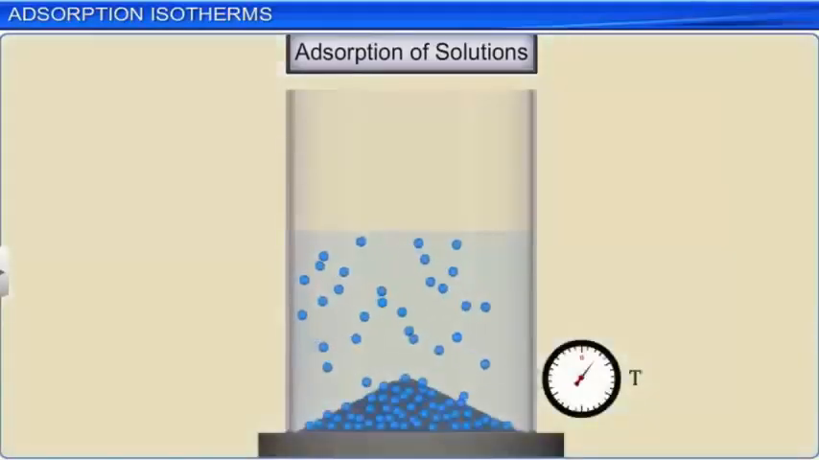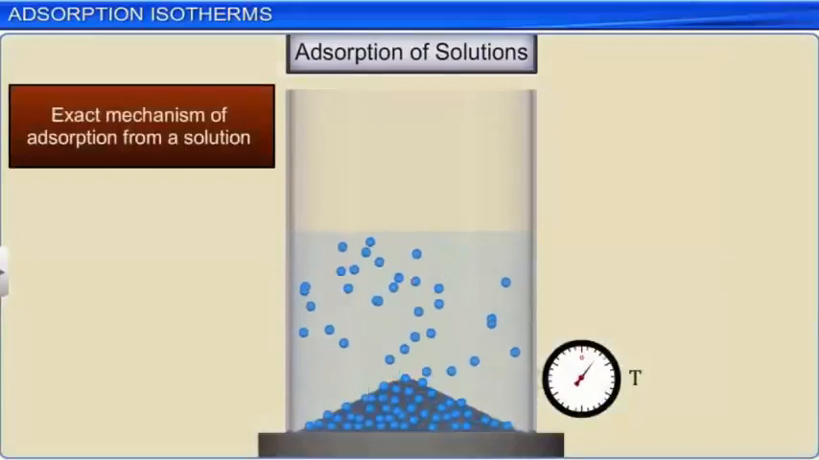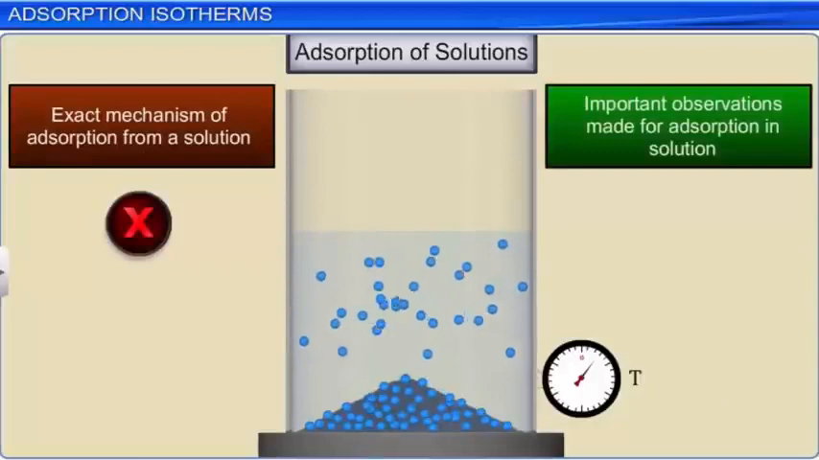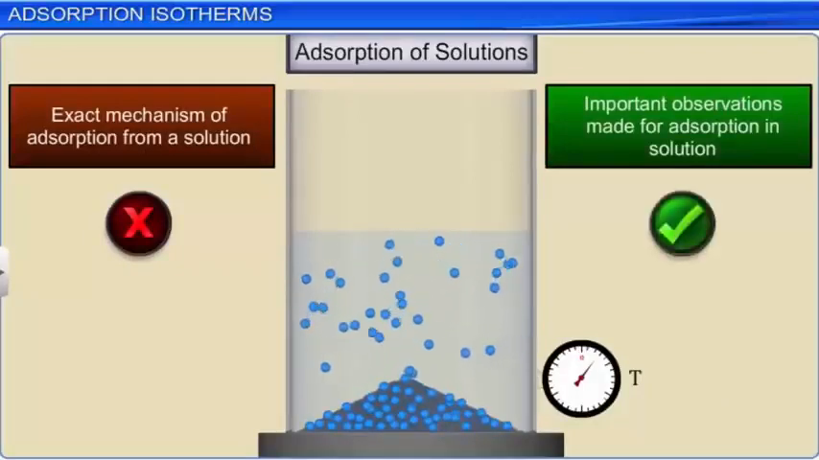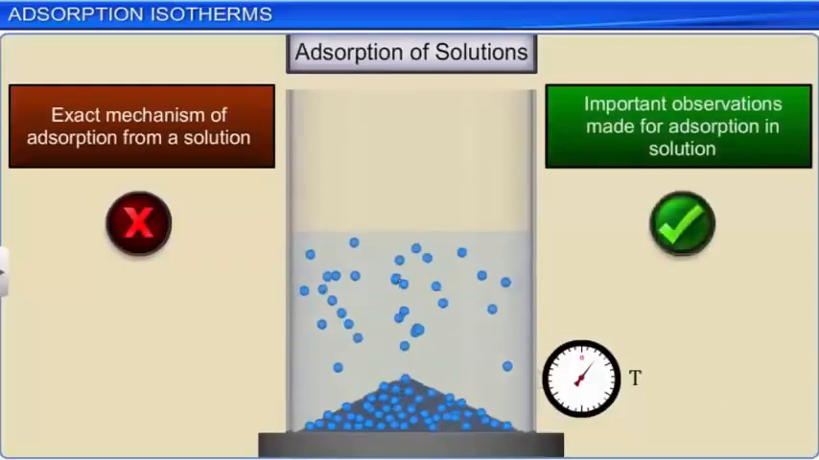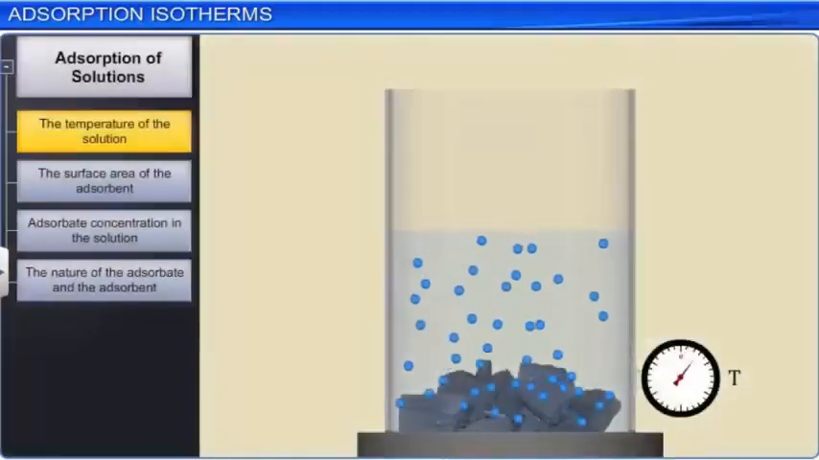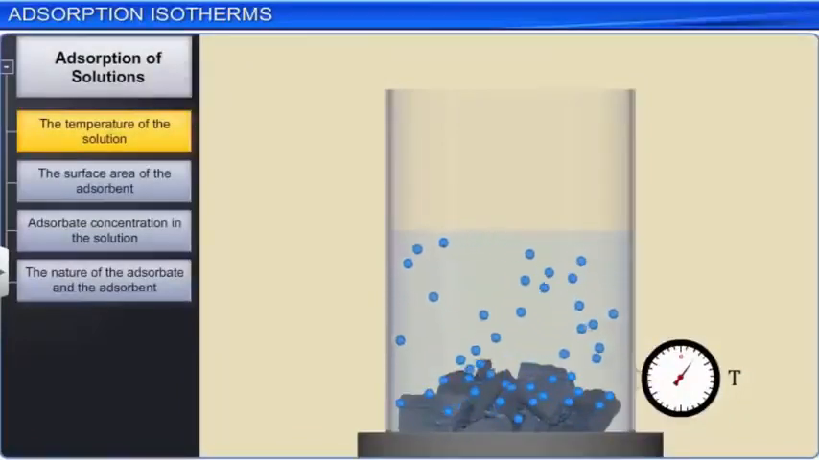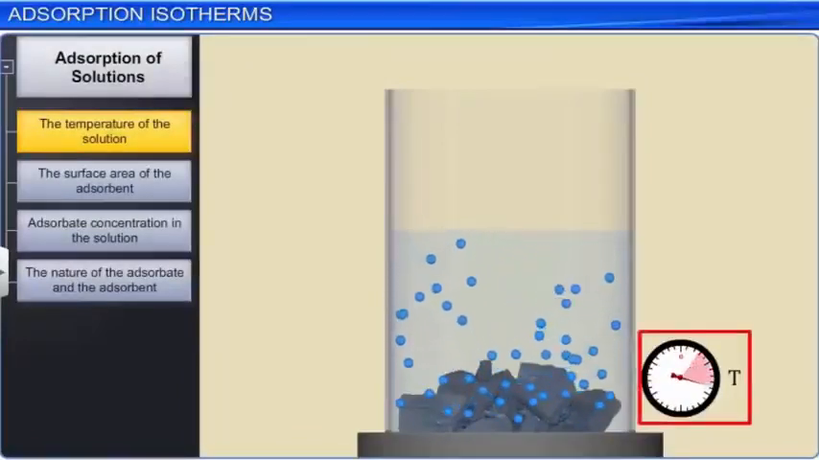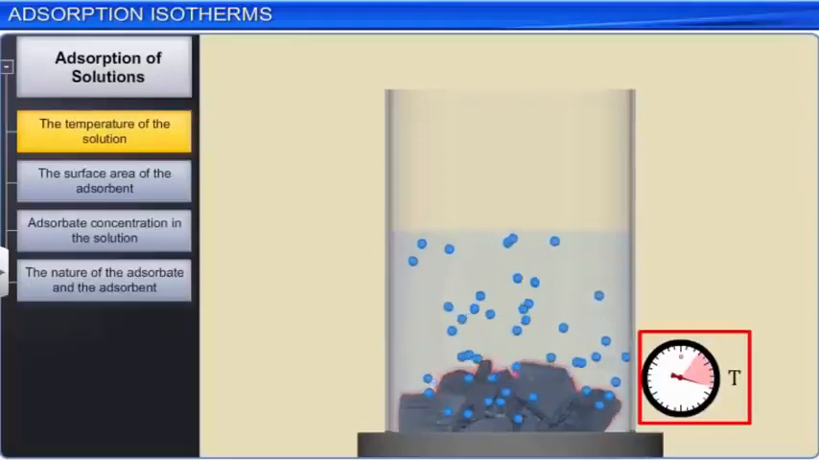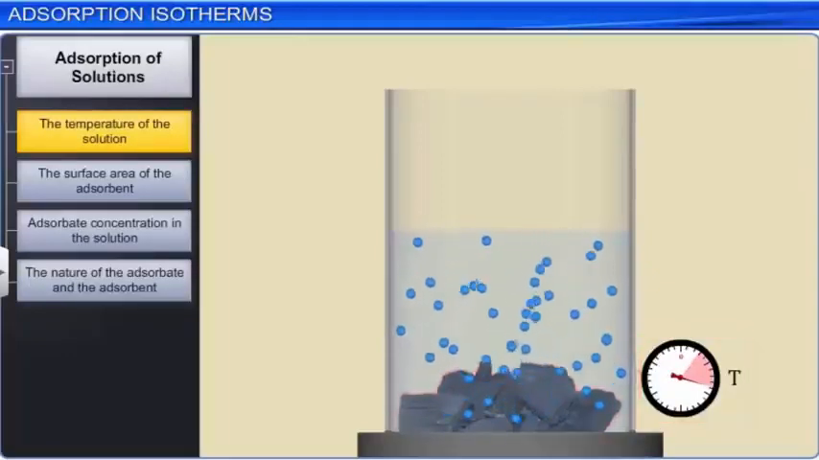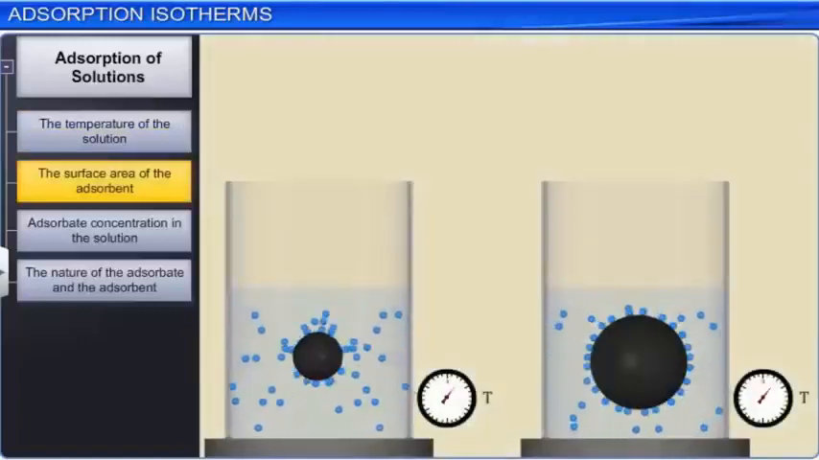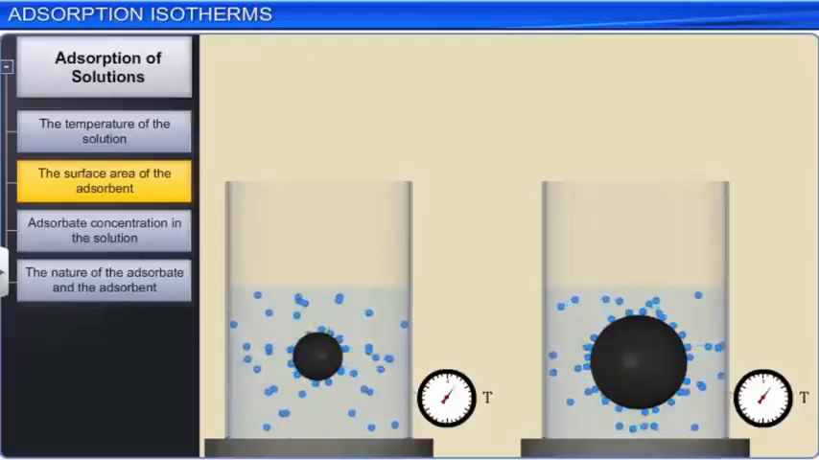Though the exact mechanism of adsorption from a solution is not known, some important observations have been made for adsorption in solution. Temperature plays a major role in determining the extent of adsorption. As the temperature increases, the extent of adsorption decreases. Secondly, the extent of adsorption increases with an increase in the surface area of the adsorbent.